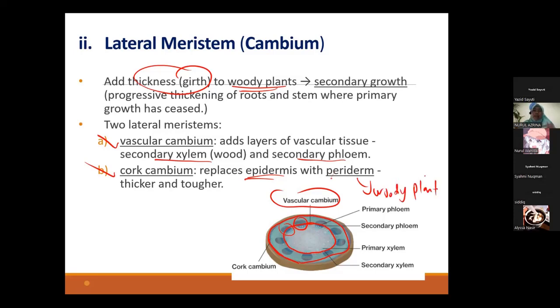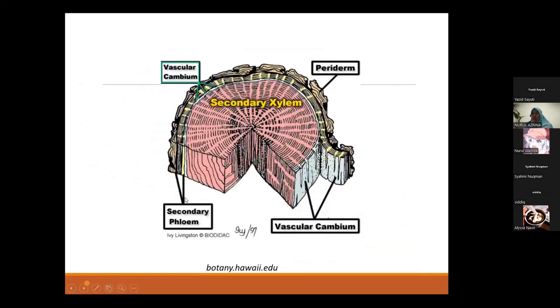Kalau untuk non-woody plant macam kangkung ke apa ke, dia tak ada periderm. Dia hanya ada epidermis. Okay? Alright. So this is the vascular cambium. And also where you can see the development of secondary xylem, phloem and so on. And this is the periderm.